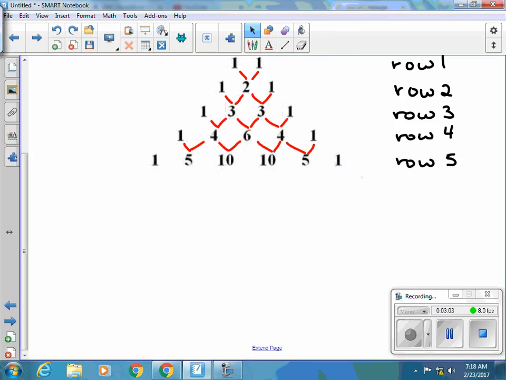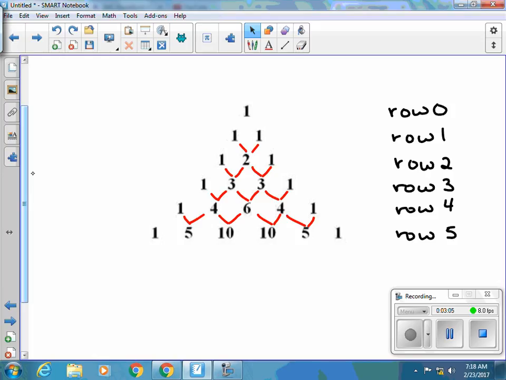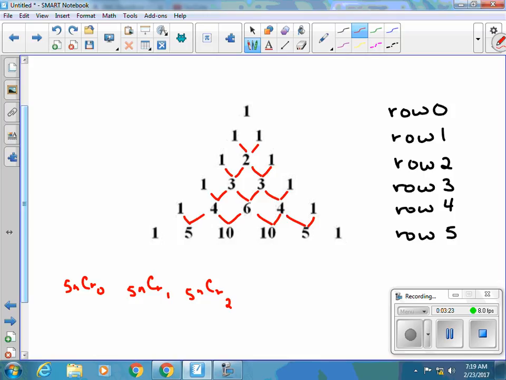Let's say that I want to look at row 5, and I didn't have it listed out. So row 5 actually is in the form of 5 nCr 0, 5 nCr 1, 5 nCr 2, 5 nCr 3, 5 nCr 4, and 5 nCr 5.